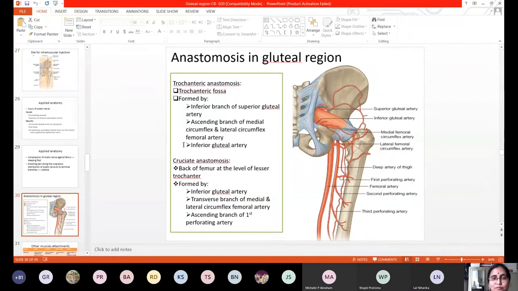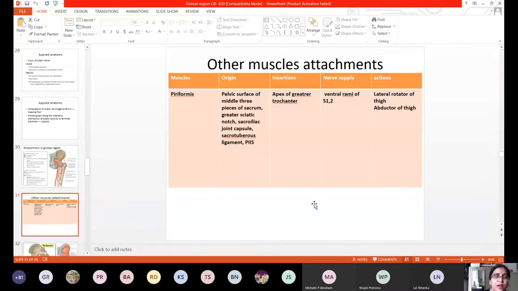The role and the function of cruciate and trochanteric anastomosis is the same. It acts actively whenever there is a blockage of the main arteries, especially femoral artery and profunda femoris artery. Now, besides this, there are several other small muscles lying in the gluteal region. The most important key muscle which subdivides the neurovascular bundle of the gluteal region into two parts, above it and below it, is the piriformis.